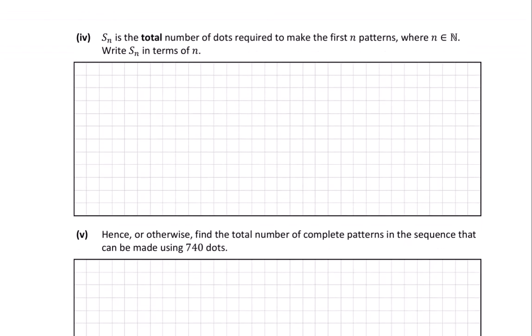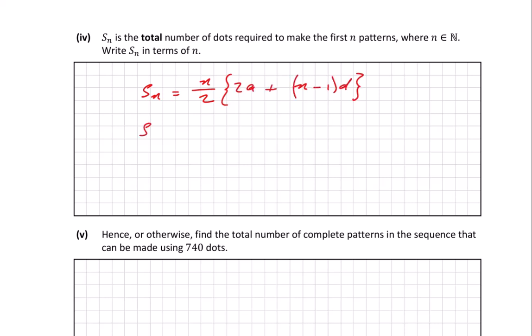Okay, Sn is the total number of dots required to make the first n patterns where n is natural. Write Sn in terms of n. So Sn from your tables is n over 2 times 2a plus n minus 1 times d.